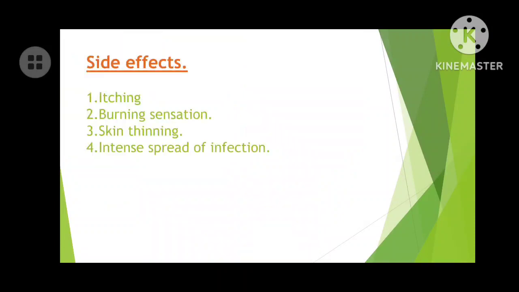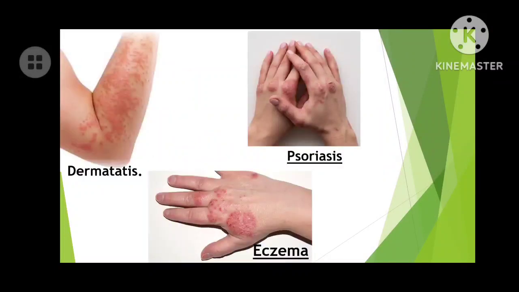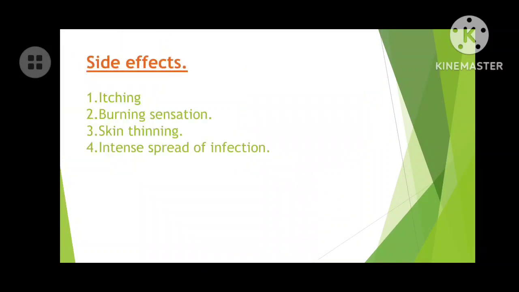Side effects of using this cream: see, itching may occur in some patients, burning sensation also, then skin thinning and intense spread of infection. See, in psoriasis, one more difference is that you will observe the burning sensation, and it is absent in eczema. Intense spread of infection: there is a chance of the infection spreading again by applying this betamethasone, because betamethasone is steroid based.